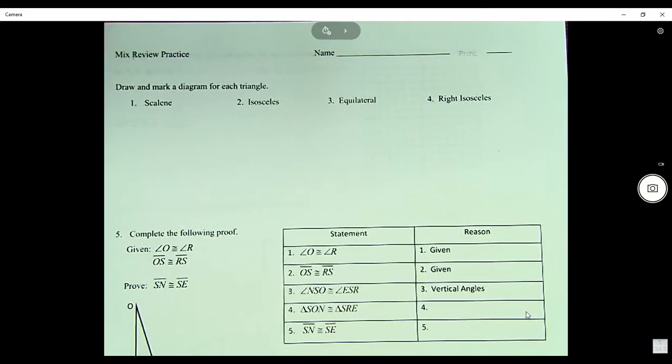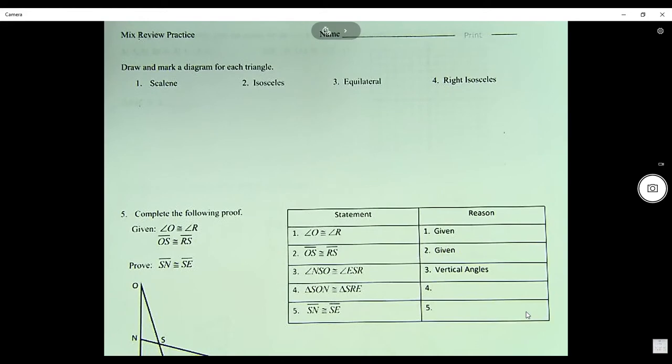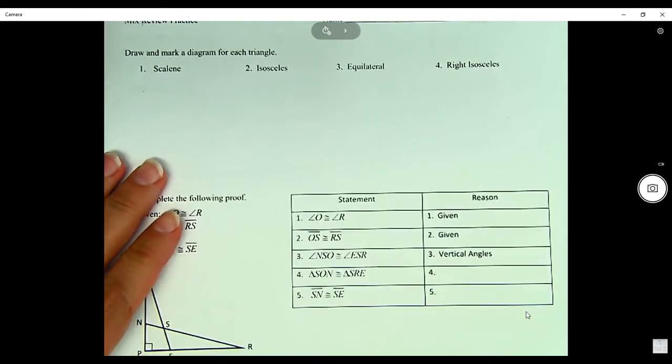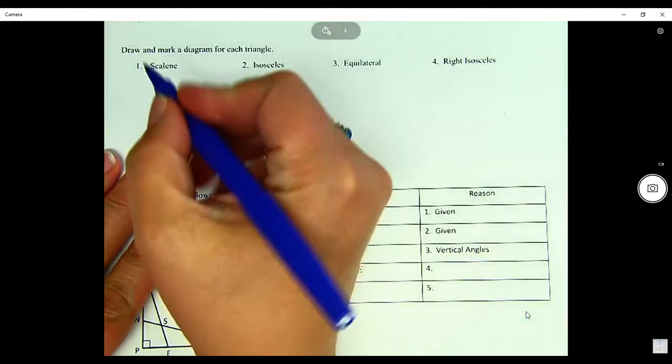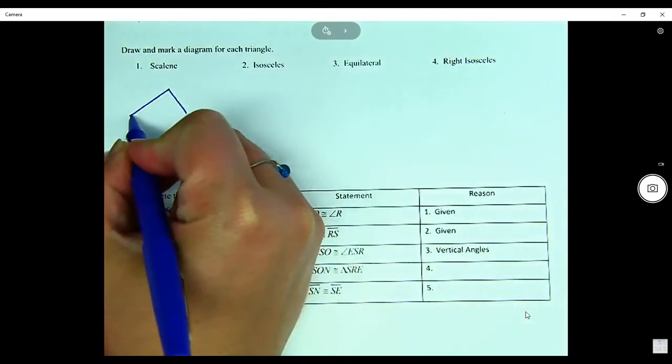Hi, everybody. This morning we're working on a mixed practice review for Chapter 4. The first task that they've given us is to draw and mark a diagram for each triangle. The first kind of triangle they ask us to draw and mark is scalene. That means that none of the sides can be congruent.